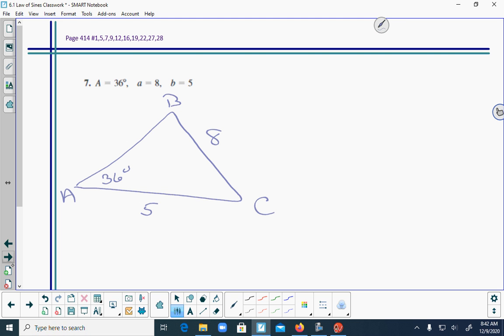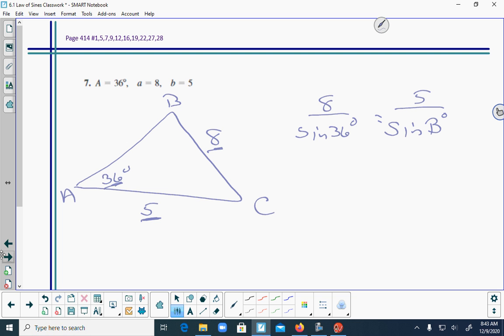My first proportion that I'm going to set up uses this opposite pair. I have 36 and 8, so I'm going to say 8 over the sine of 36 degrees is equal to, the only other side I have here is 5, so I'm going to put 5 over the sine of B. I'm looking for angle B, so I'm going to put a degree symbol there to remind me that I want to change it to degrees. And I'm going to have my calculator do that for me.